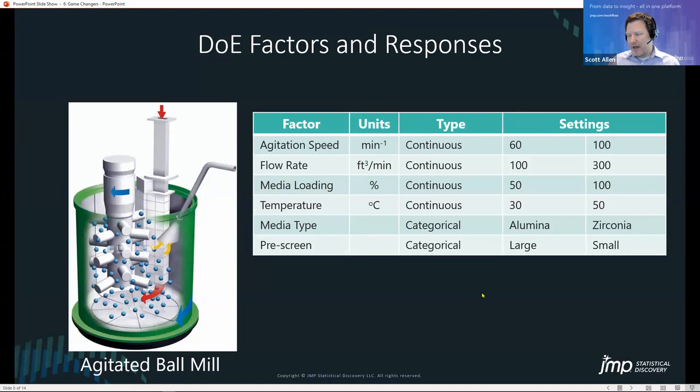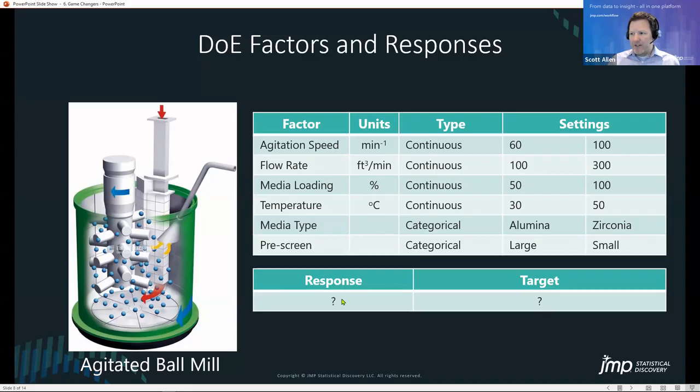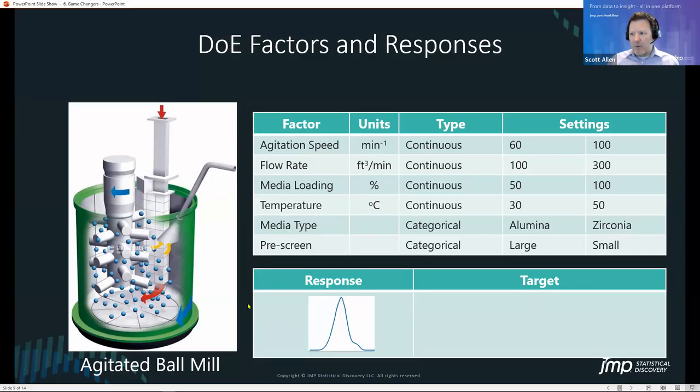And we're going to use this simulated ball mill. This is some simulated data that we created, but we've taken some factors that are common, like agitation speed and flow rate and things like that, and we've created the factors for our design. In this case, though, what's going to be our response? We could have the peak height or the width of the peak, but in our DOE, we're going to actually use that curve as our response.